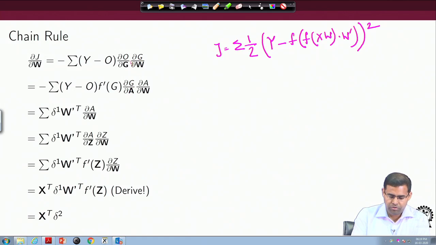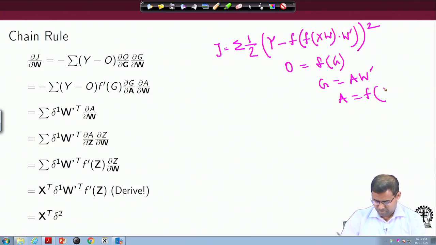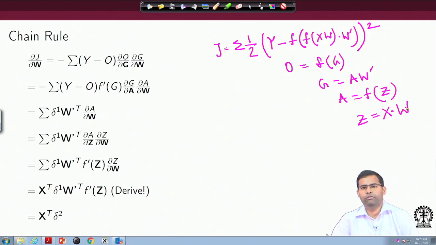So, again what we can do is we have del O del G and we have O is nothing but f of G, G is nothing but A W prime as we have seen, and this A is nothing but f of Z, and Z is, as we have seen, the original input multiplied by the weight of the first layer, right. So, that is the setting we have.